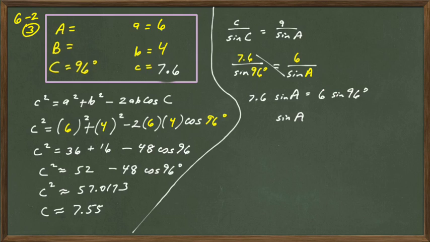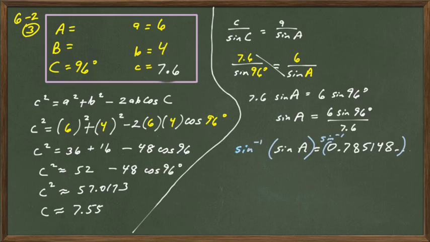So the sine of A is going to equal 6 times the sine of 96 degrees divided by 7.6. So I'll punch that in my calculator. 6 times sine 96. Then divide that number by 7.6. I get 0.78. Sine of A equals 0.785148. Again, the more decimals you use, the higher your accuracy will be.